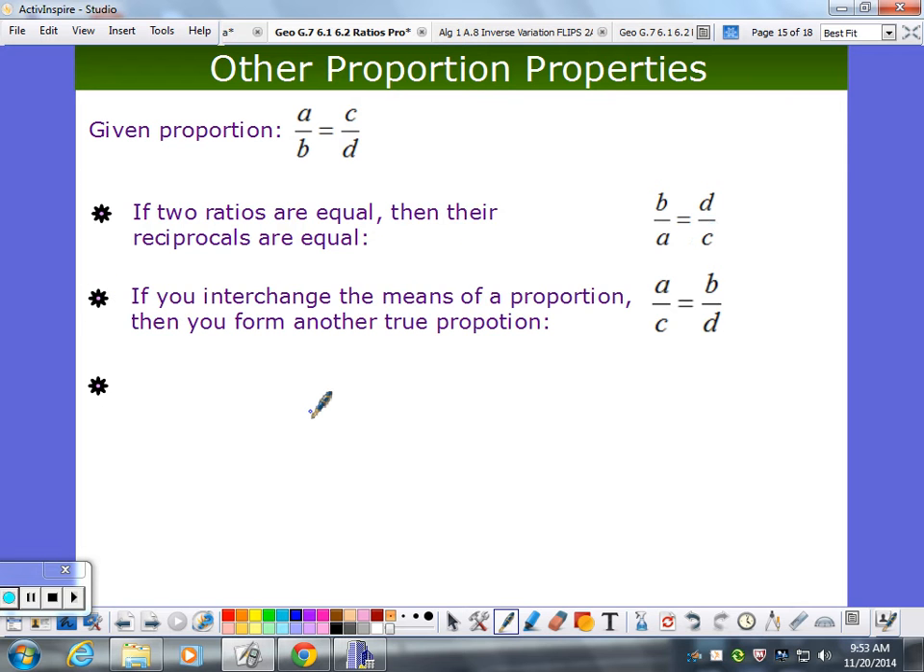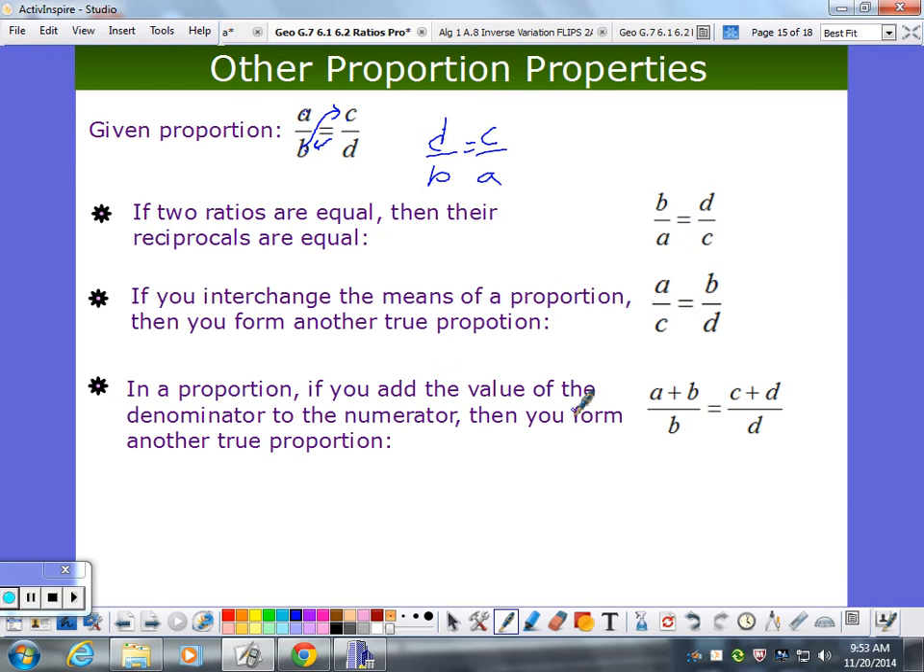You can also interchange the means. These are the means. So if I put the B up here and the C down there, that's what I did here, I switched them, you still have a true proportion. It still works. And even though for some reason they don't want us knowing this rule, you can also exchange the extremes if you wanted to. So I could say D over B equals C over A. That's kind of a similar idea to this. You can switch them, it still works.